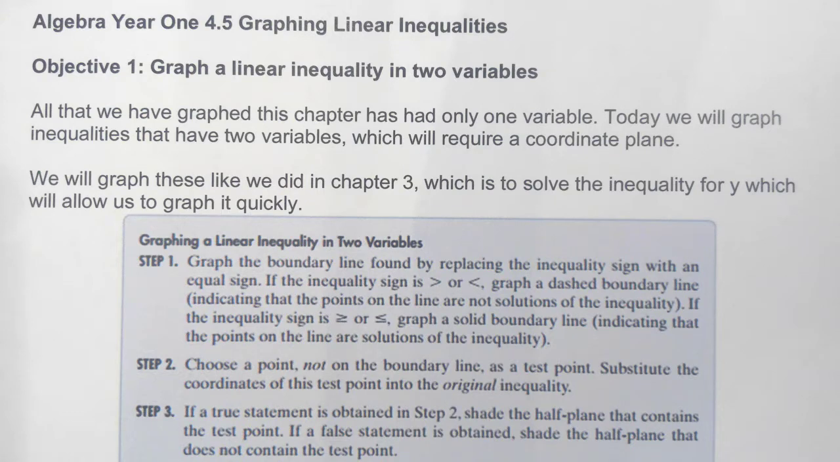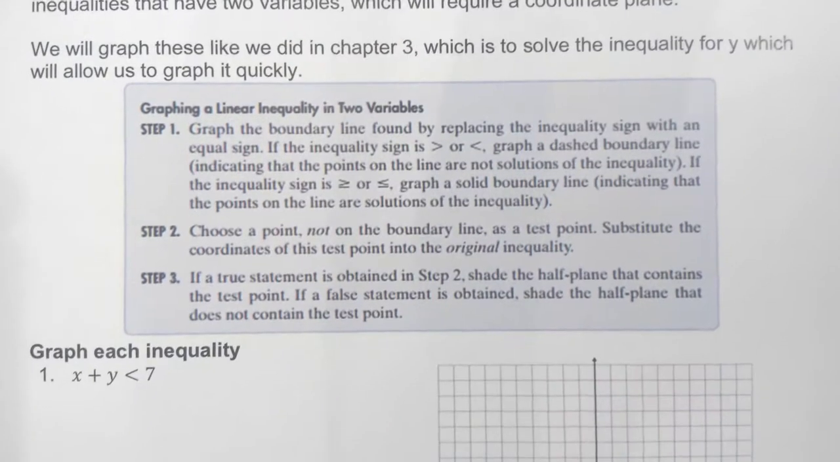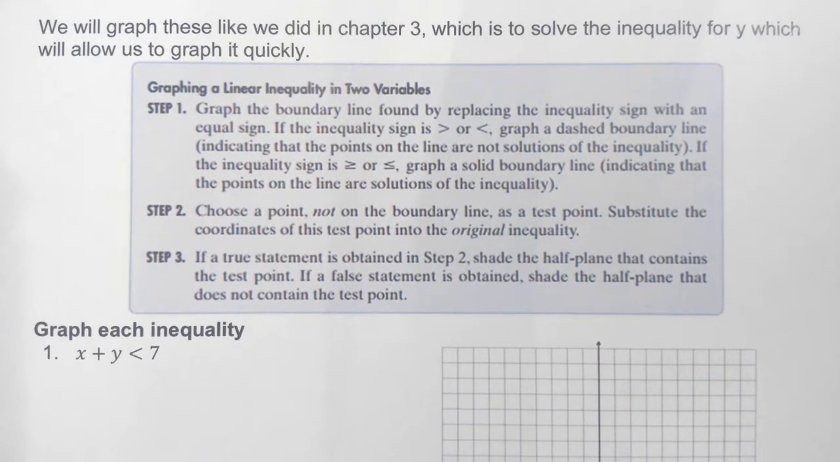Remember, there are an infinite number of points that would satisfy that inequality, so we're going to be showing that in the graph. Remember, the quickest way to graph a line with two variables is to solve it for y. You're putting it in slope-intercept form. Now there's just a couple of slight differences with inequalities.